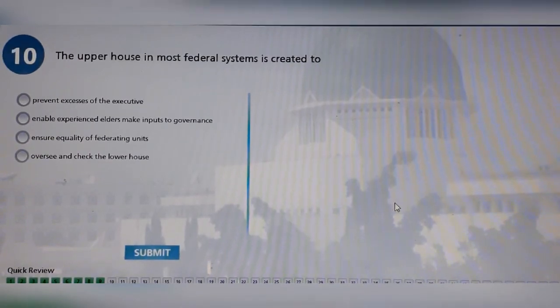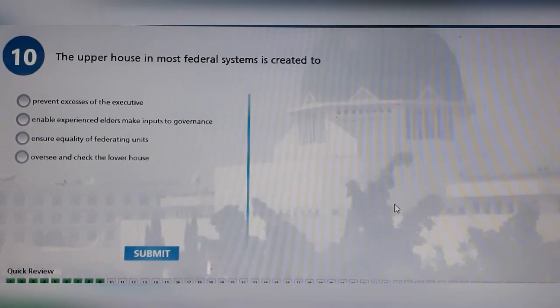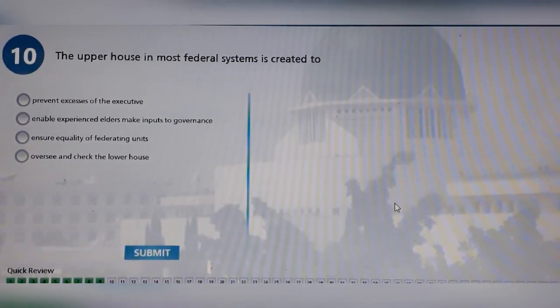Number 10 says, the upper house in most federal systems is created to... What is the upper house? Of course, you know the upper house was created to ensure equality of all federating units in the country. So if you're asked, the upper house in most federal systems is created to A, prevent excesses of the executive, B, enable experienced elders make input to governance, C, ensure equality of federating units, and D, oversee and check the lower house.